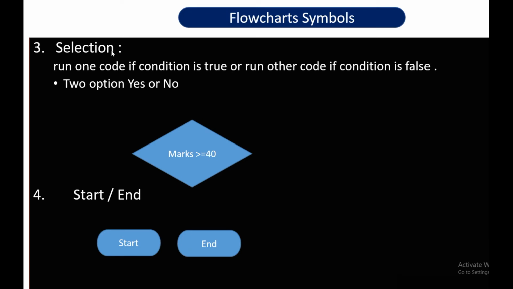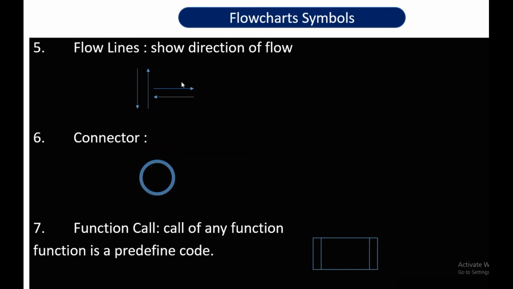Other symbols are selections. Selection means two-way selection, yes or no. If condition true, then first statement run, otherwise second statement run. We will learn these selection in our next chapters. And 4 symbols are used for starting and ending any flowchart. We have other symbols like flow lines, show direction of flow, connector that connect flowchart, and we have a symbol for functions. We will learn these things, function, decisions, and loops in our next chapters.